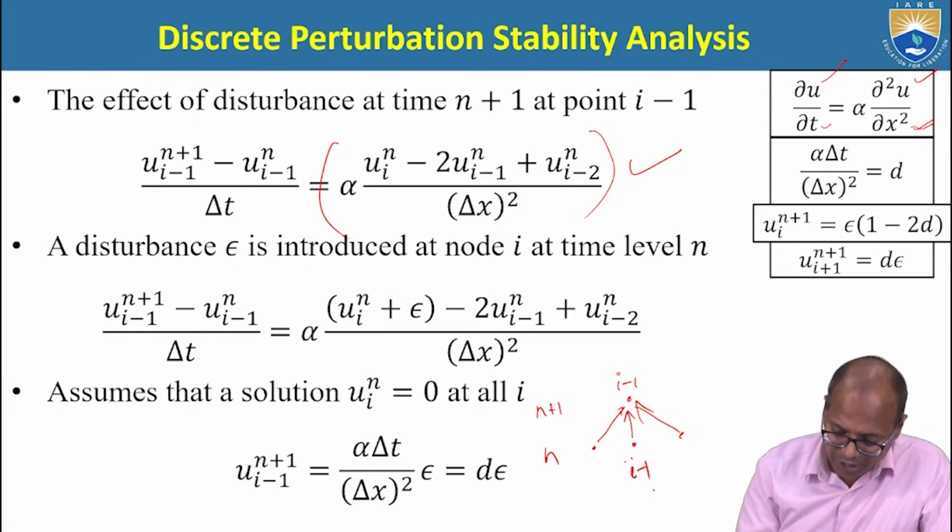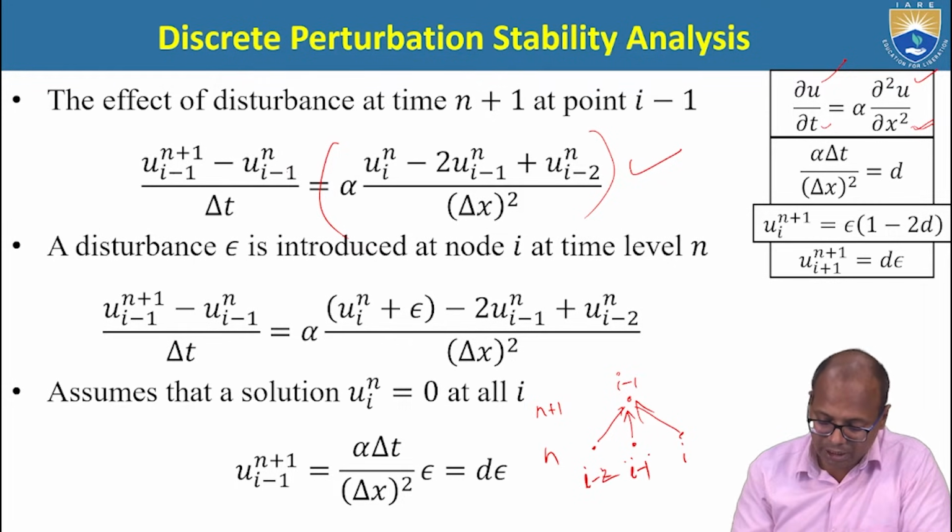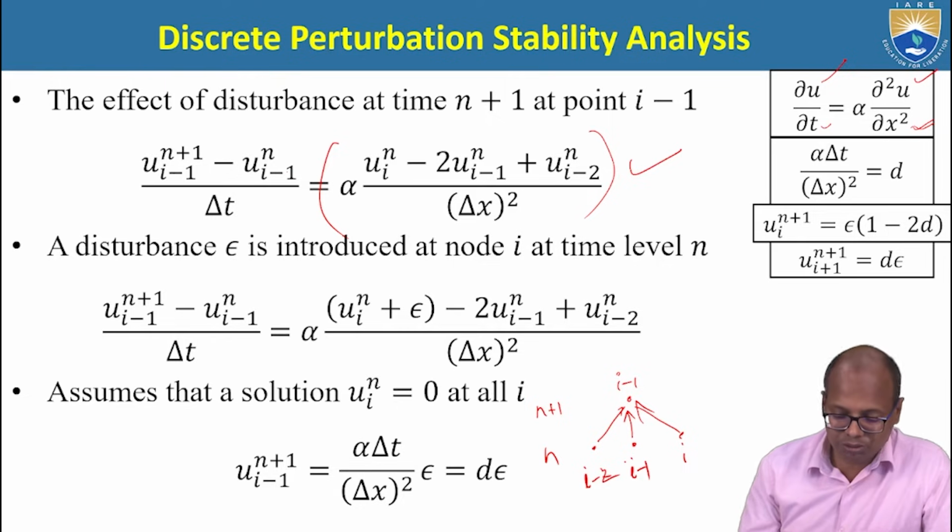This is I minus 1. We are at I minus 1. So one before means I minus 2, one after is I. If I add 1, I will get I. If I deduct 1, I will get I minus 2. So using that I am getting this equation.